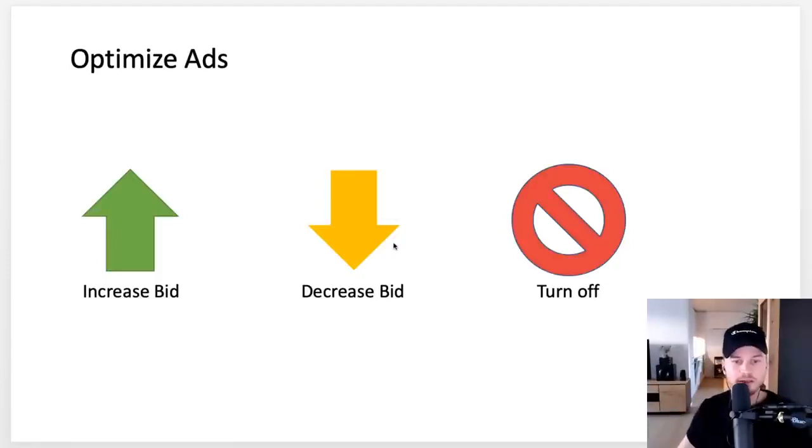The same thing with ads or keywords that don't really work well. I want to decrease my bid, because if I'm not profitable, then maybe if I pay less per click, that will get me into the profitability zone. And then maybe also you see that some keywords don't work at all, or some demographics don't work at all, and you want to turn them off.